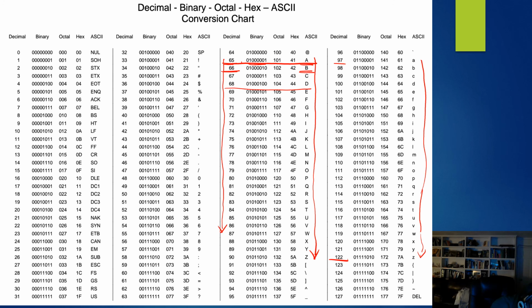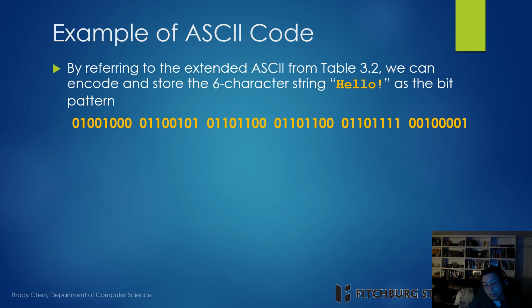Now let's take a look at another example, like plus, which is 43, and exclamation mark, 33. So this table is kind of complete. Now here's an example of ASCII code. Using the ASCII code, we can represent any string as ASCII codes. So for example, let's take a look at this 6-character string.